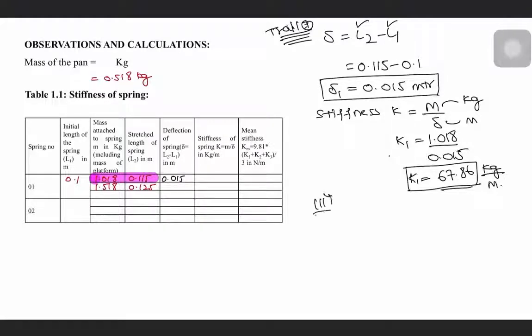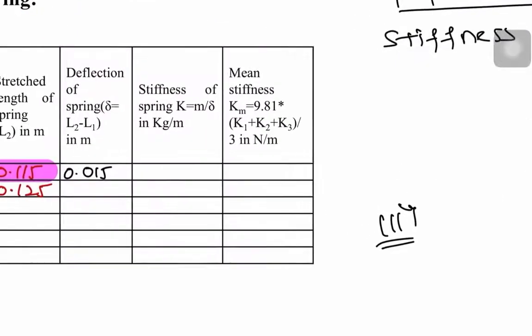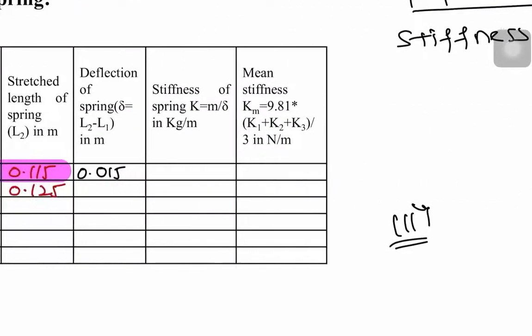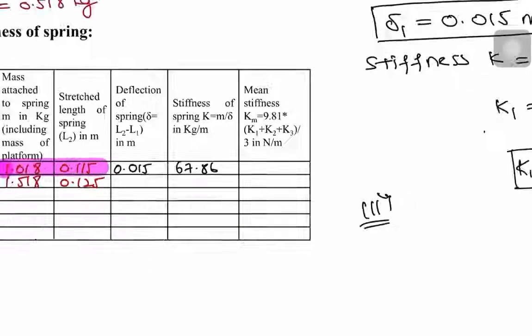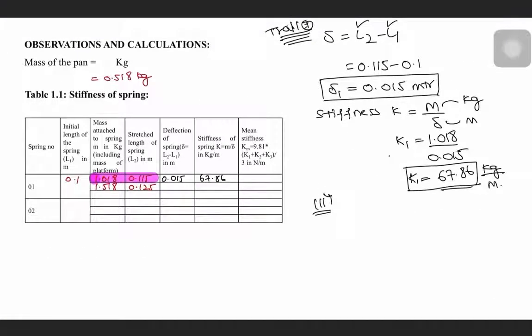Similarly, first you enter this back. It is 67.86. Enter it back in the tabular column. Now similarly, you can carry out the calculations for the second trial, which is this. So you would get delta 2 around 0.025 and K2 around 60.72 kg per meter. This is in meters again.